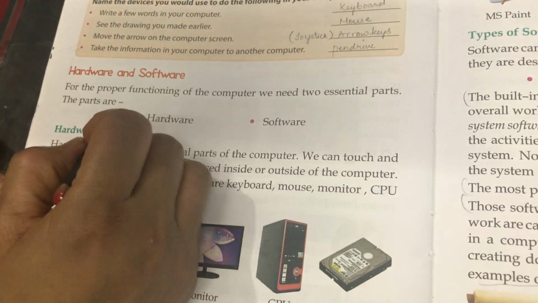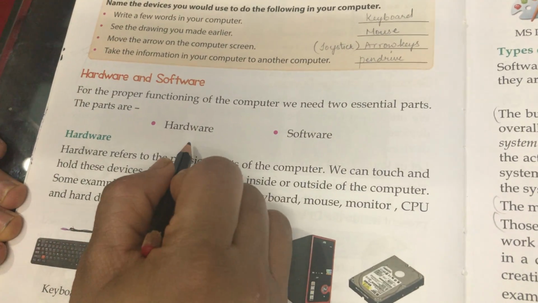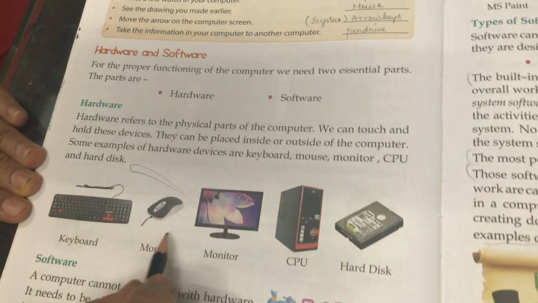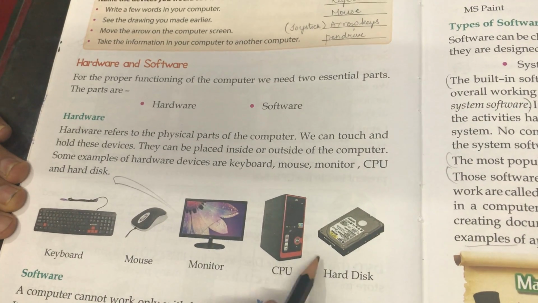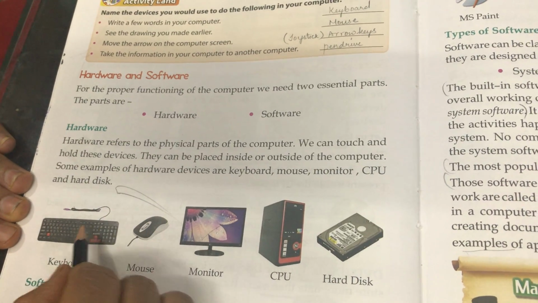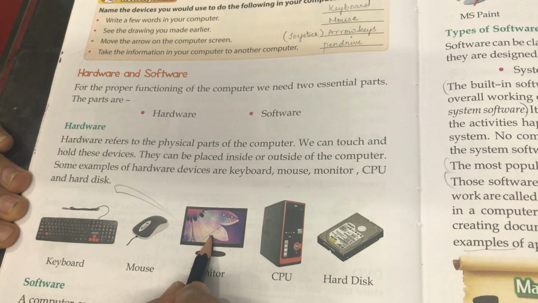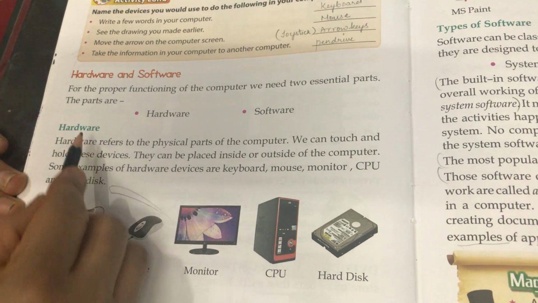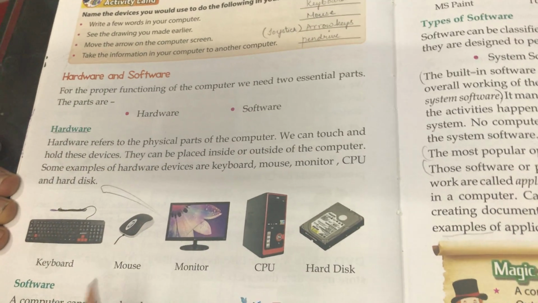Now coming to hardware and software. We have two types: one is hardware and the other is software. You can see the hardware devices: keyboard, mouse, monitor, CPU, hard disk. These are the physical parts of the computer which we can touch or hold, which we call hardware.